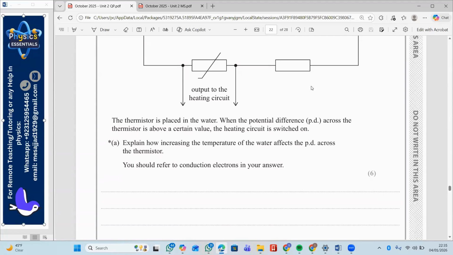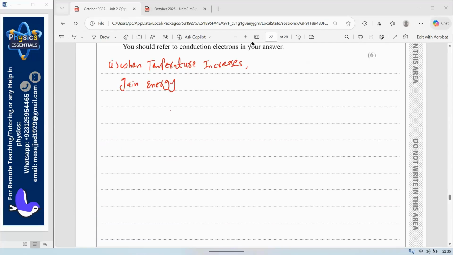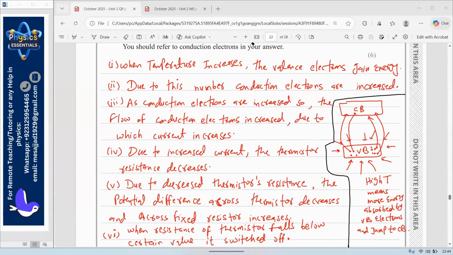Okay, no worries. Okay, so you should know that there are two kinds of electrons. One are the valence electrons, and one are the conduction electrons. And inside a semiconductor, we have actually a theory which is not part of Edexcel, but it is good if you remember it: energy band theory.